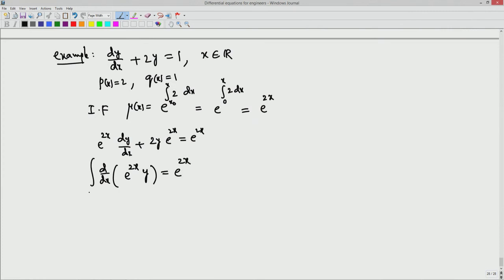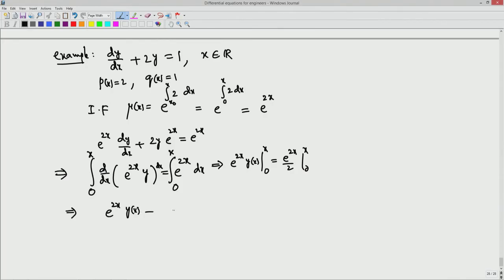Now again you integrate both sides from 0 to x. X is arbitrary and 0 is part of the domain, so you integrate both sides from 0 to x. I do not have to write an arbitrary constant. If I integrate both sides from 0 to x, what do you get? You will get e power 2x y(x), substituting these limits, equal to e power 2x by 2, substituting this. So this will give me e power 2x y(x) minus e power 2 times 0.